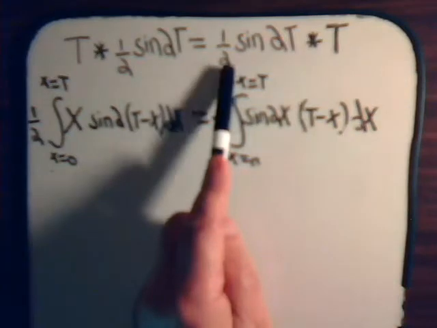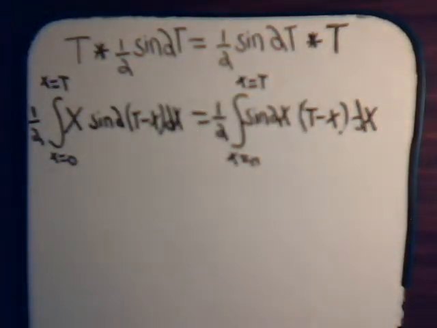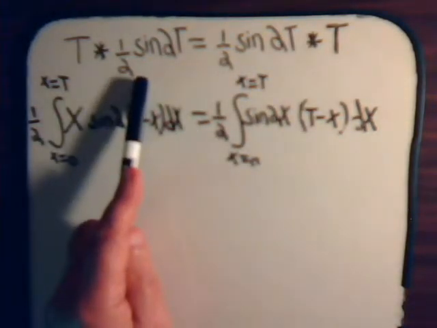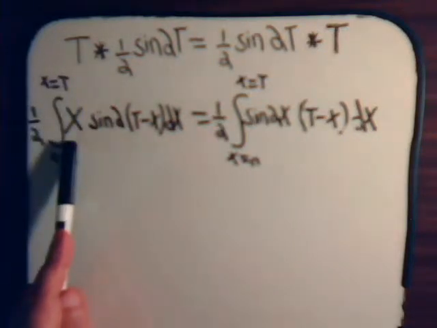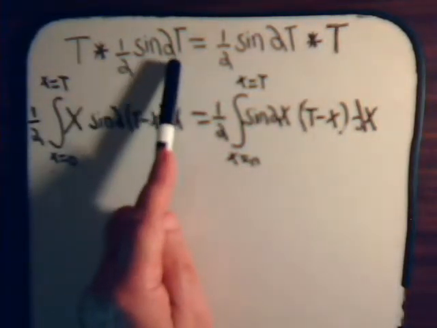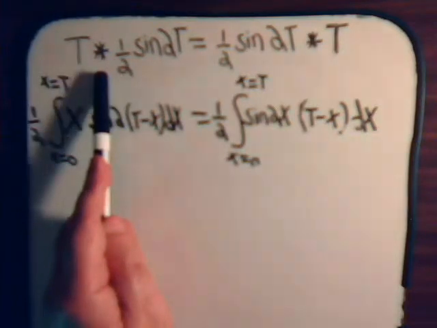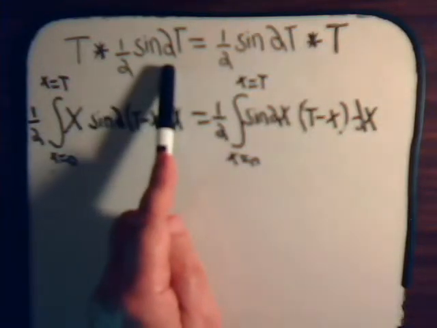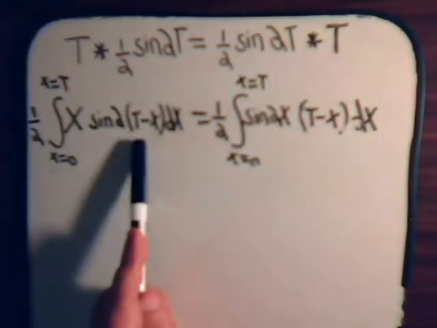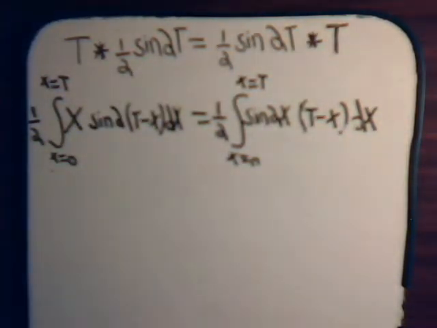Now we reverse the order. When we write down this in integral form, here's f of t, which is just t. Inside the integral it's f of x, that's just x. This is g of t to the right of the side of the star. Inside of the integral is g of t minus x. This is sine of 2 times t minus x, dx.